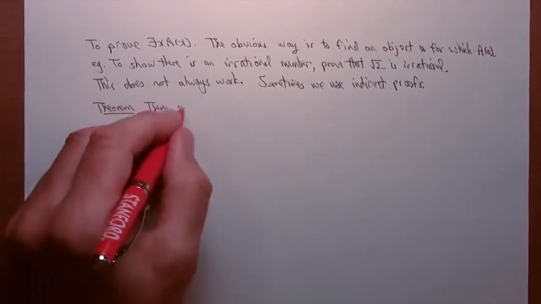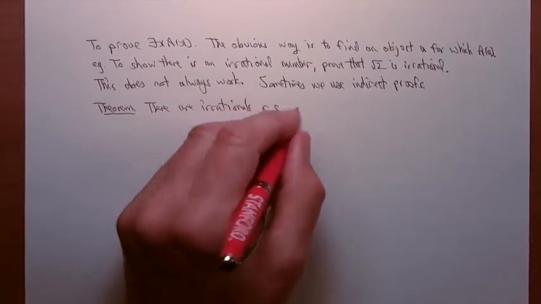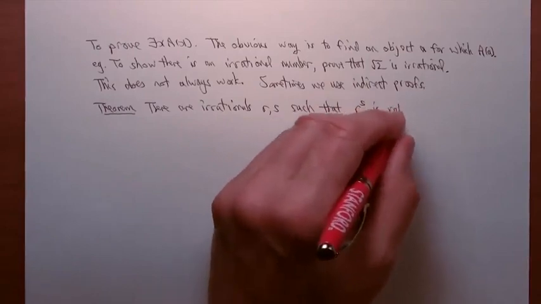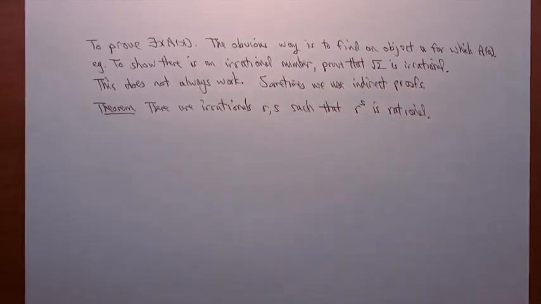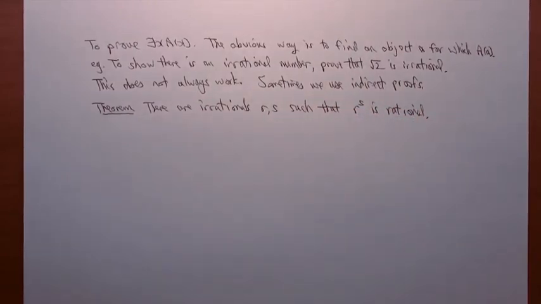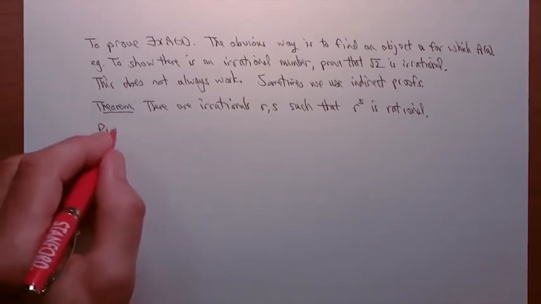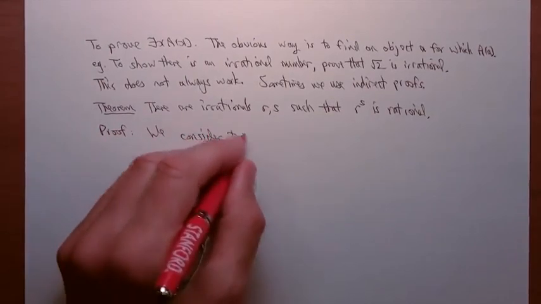I'm going to prove that there are irrationals r and s such that r to the power s is rational. That actually came up in assignment 7, if you remember, and I promised then that I would look at this later. Well, now is that later. The proof involves considering two cases.